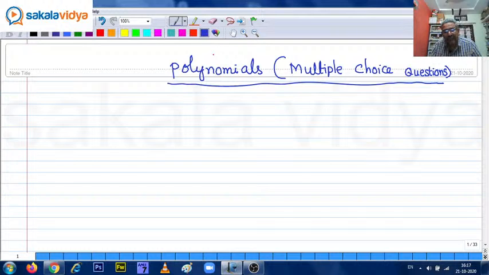So this can be applicable for NTSE also. It will be useful for NTSE examination.